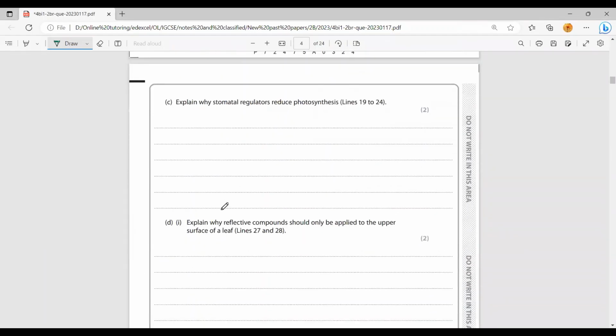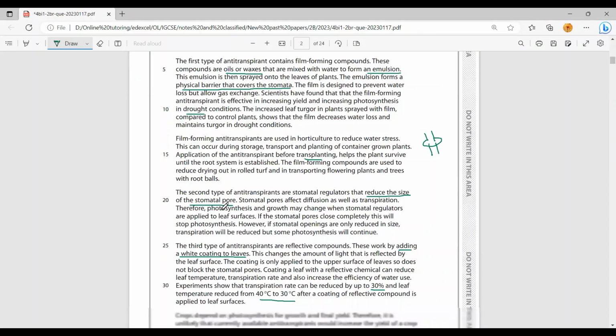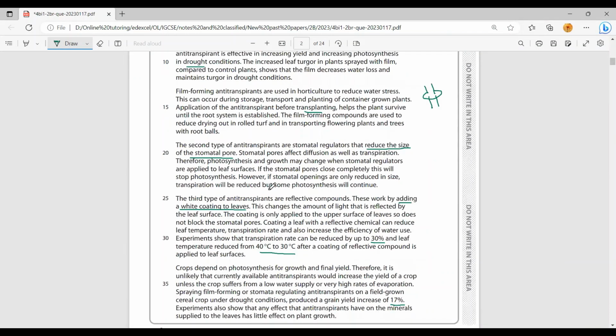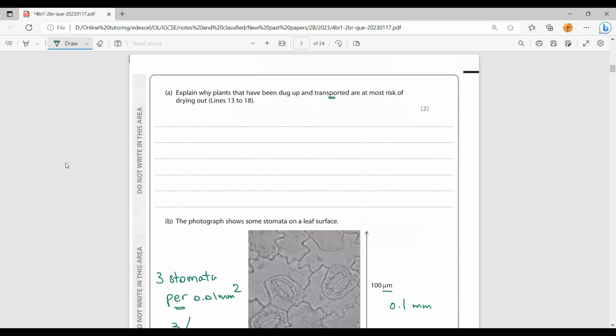Explain why stomatal regulators reduce photosynthesis, from line 19 to 24. Go back to it again, from 19 to 24. And the question will go to Farah. Farah, you came in late, let me give this question to another candidate. Jana came, and I will ask you later, Farah. Okay, because you joined late. Yes Jana, would you like the question again? Explain why stomatal regulators reduce photosynthesis in line 19 to 24.